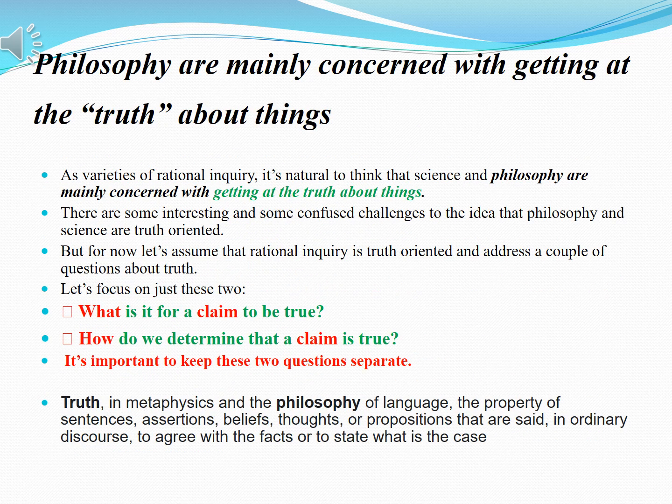As we know, philosophy is mainly concerned with getting at the truth about things, what things are, about everything. So as a variety of rational inquiry, it is natural to think that science and philosophy are mainly concerned with getting at the truth about things. There are some interesting and some confused challenges to the idea that philosophy and science are truth oriented. But now, let's assume that rational inquiry is truth oriented and address a couple of questions about truth.